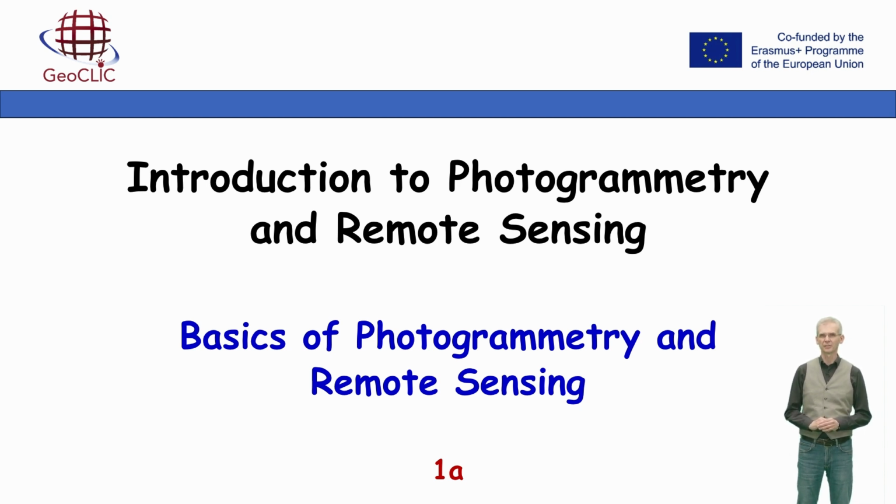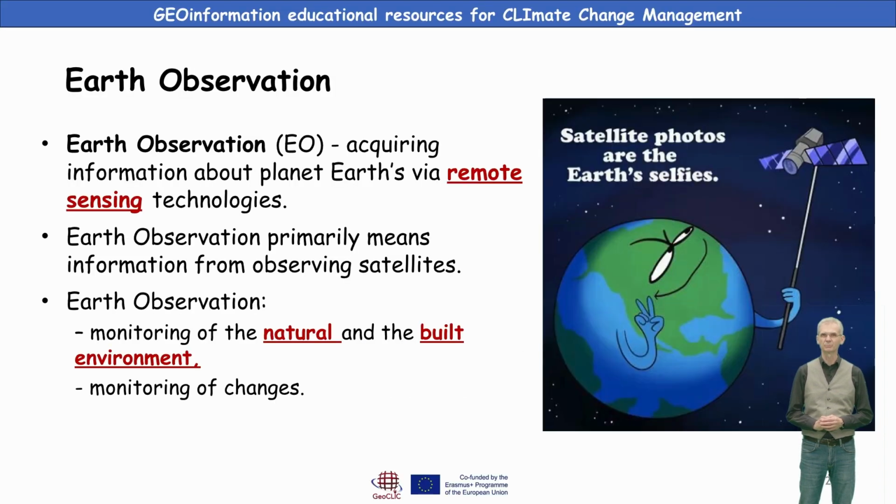We will start the story about photogrammetry and remote sensing by defining the broader term, Earth observation. So, what is Earth observation? Earth observation can be defined as acquiring information about planet Earth's physical, chemical and biological systems by remote sensing technologies. The term Earth observation primarily means information collected from Earth observation satellites. However, this also includes data collected by other platforms, such as helicopters, airplanes or drones, and also terrestrial measurement.